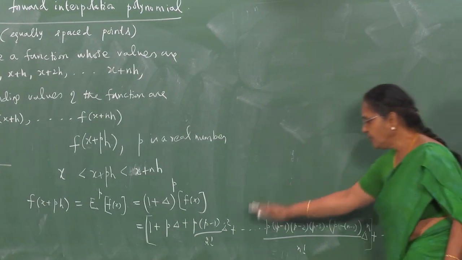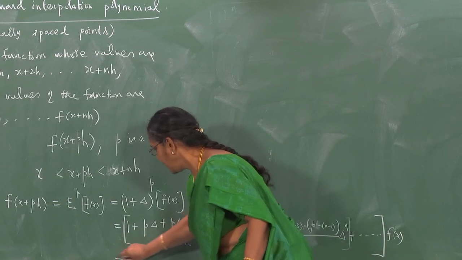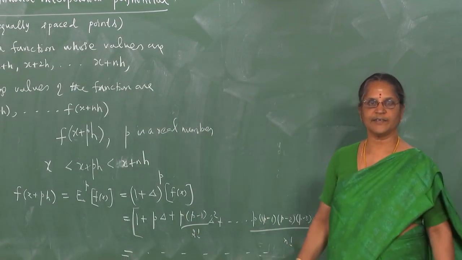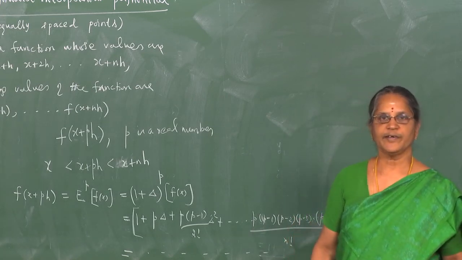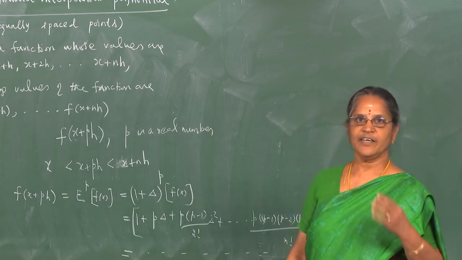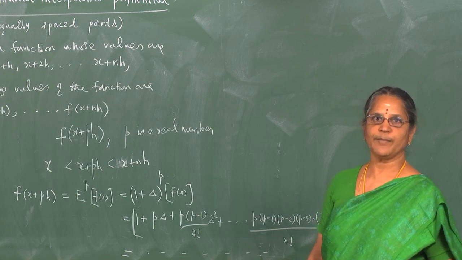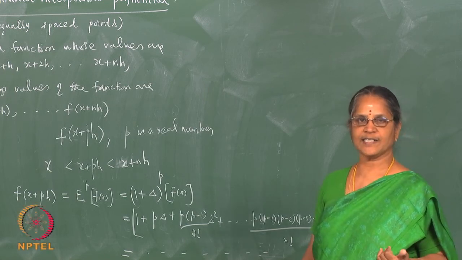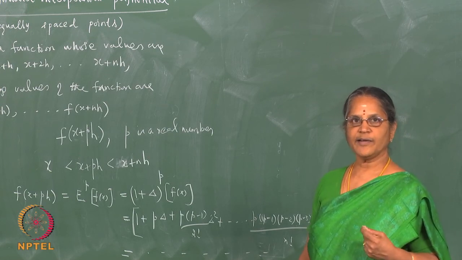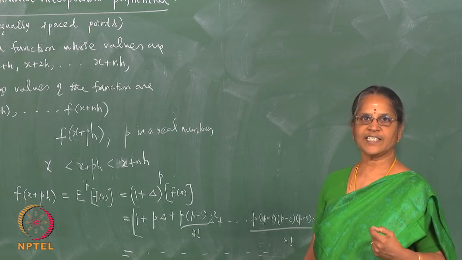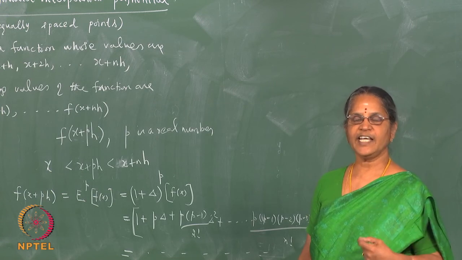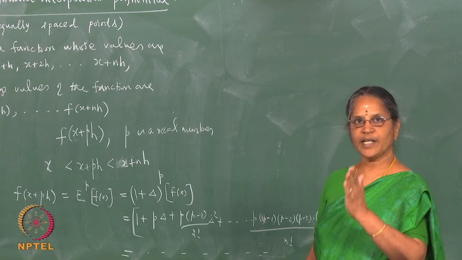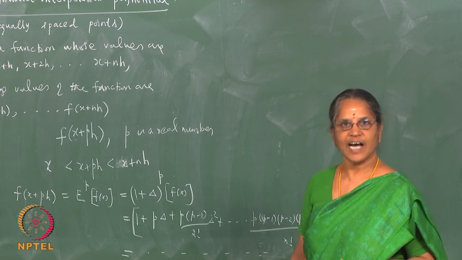So, before continuing this step and finding what the polynomial is, we shall prove the result that given a set of n plus 1 points where the xi's are equally spaced, the nth order forward difference of a polynomial of degree n is constant and n plus 1th and higher order differences are 0.